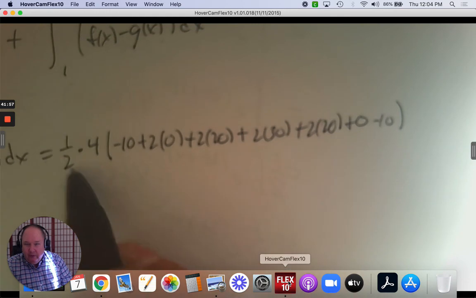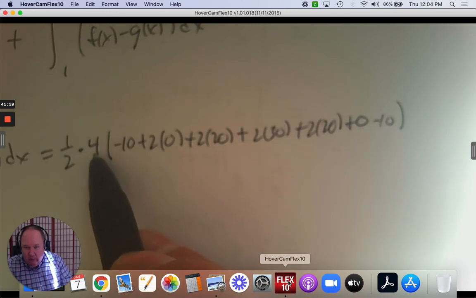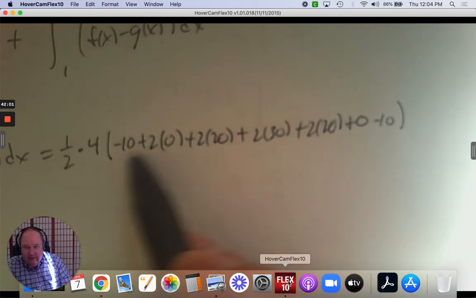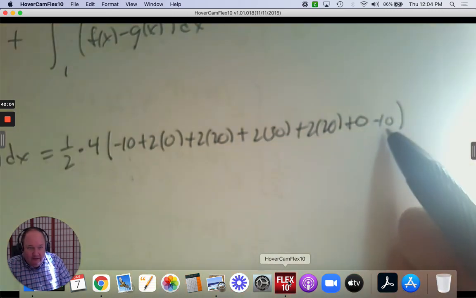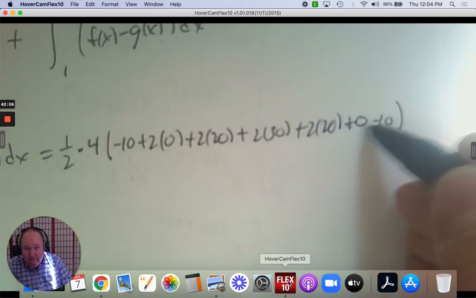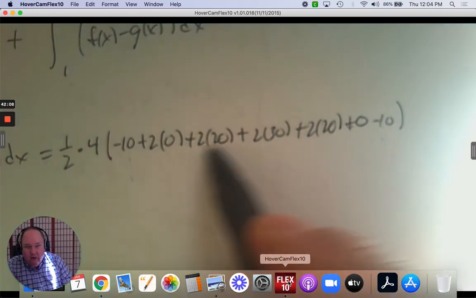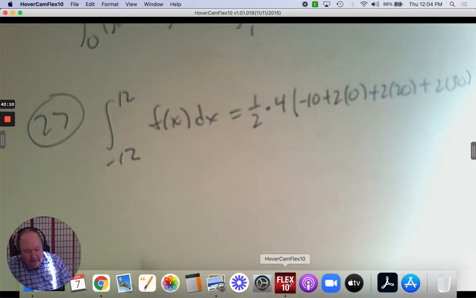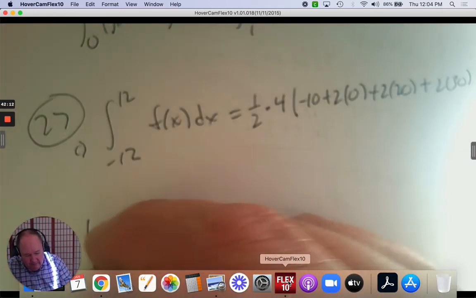So the formula is 1/2 times the equal width, which is 4. And then these are the heights. The first height and the last height are single. I didn't put 2 times 0 because it's 0. So all the rest are doubled in the middle. That's part A. Part B is a left-hand Riemann sum.